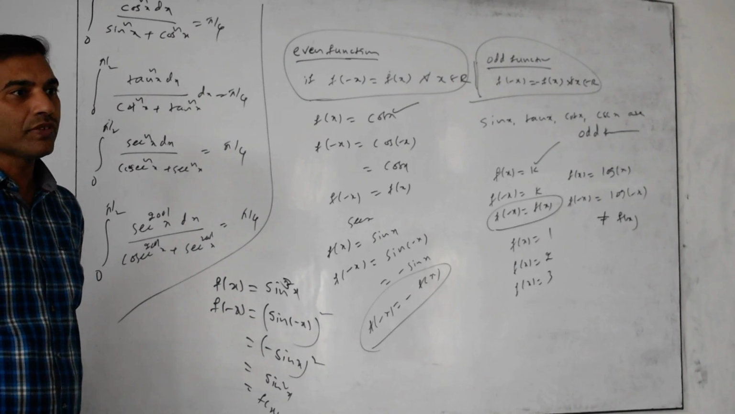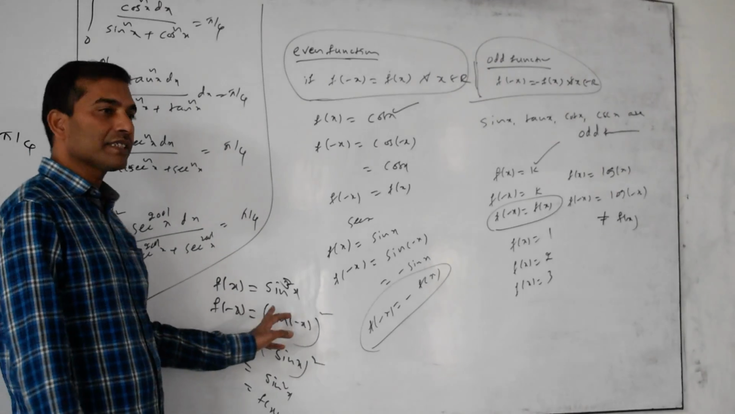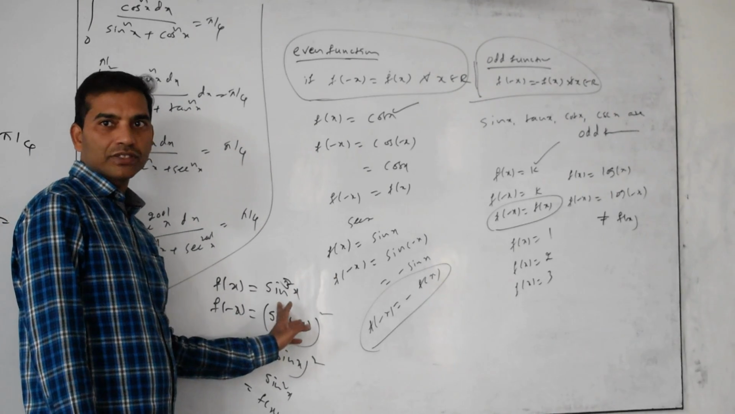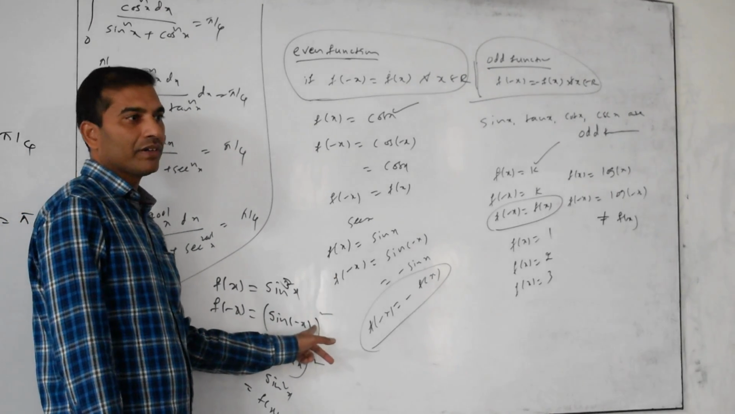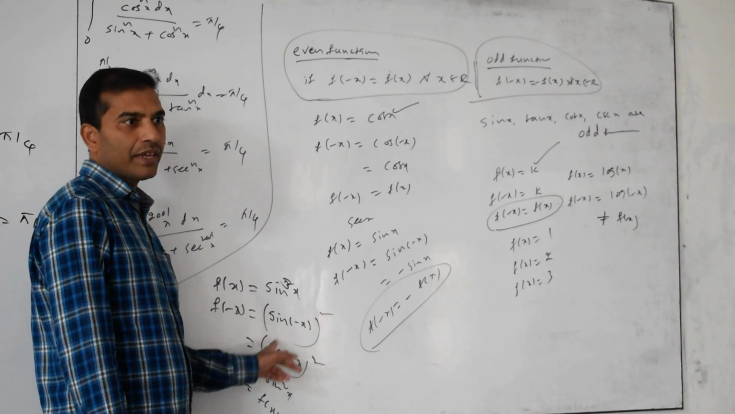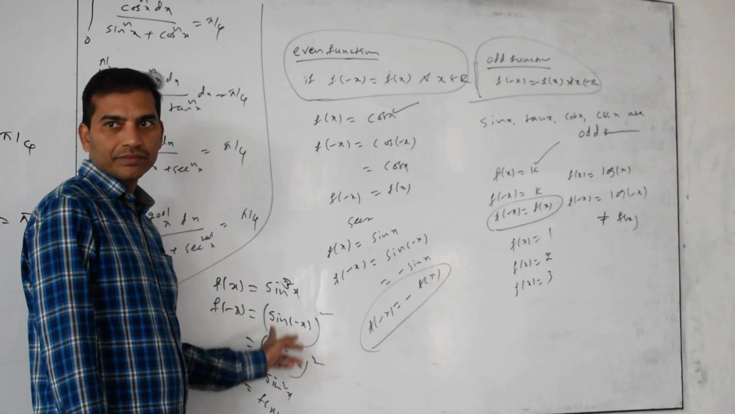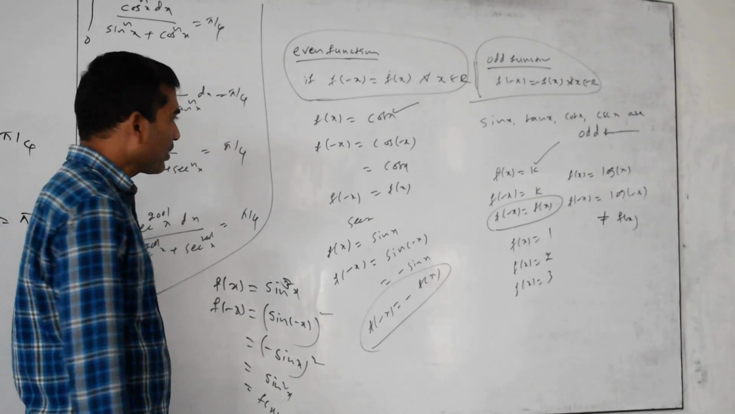Here sin minus x is minus sin x, and tan minus x is minus tan x. So what changes depends on the power. If an odd power is there, we get minus. If an even power is there, we get plus. That is understood.